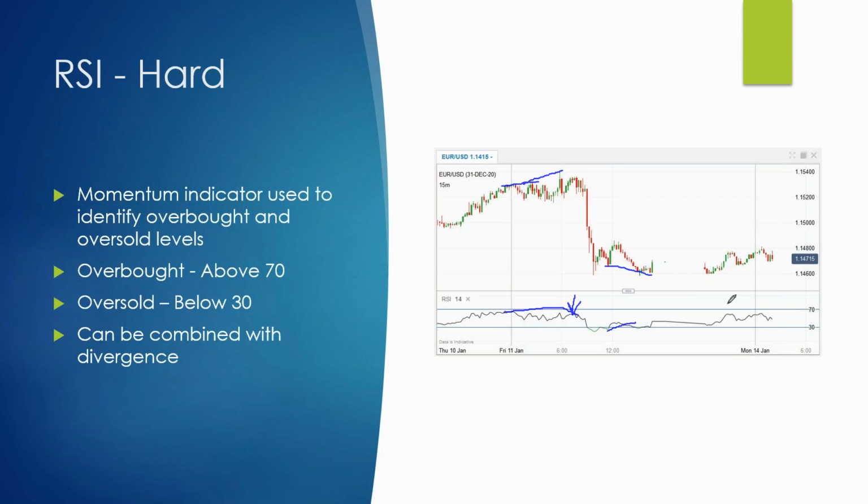A choppy market means that the market is moving sideways. Some people call it consolidation. You're not making higher highs. You're not making lower lows. So if you're in that type of market action, the RSI is much harder to trade.